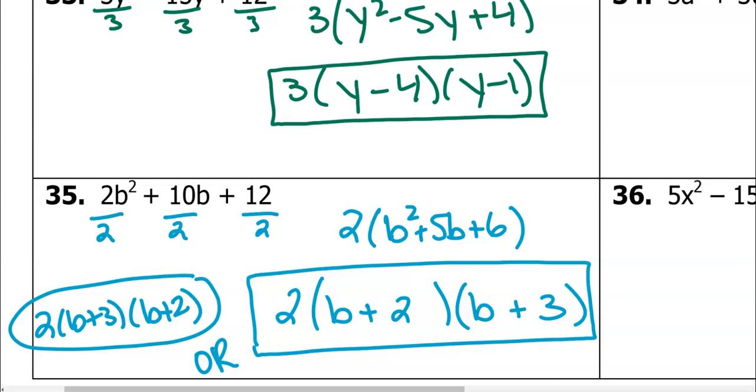Okay? So 2's out front. You can have b plus 3 times b plus 2, or you could have 2 out front and then b plus 2 and b plus 3. Remember the parentheses, if you have them switched, you're not wrong.